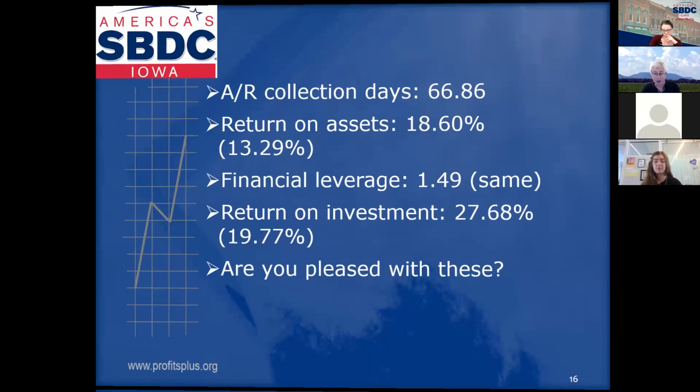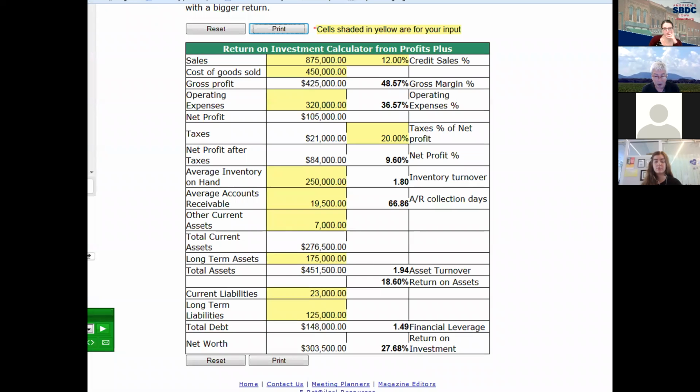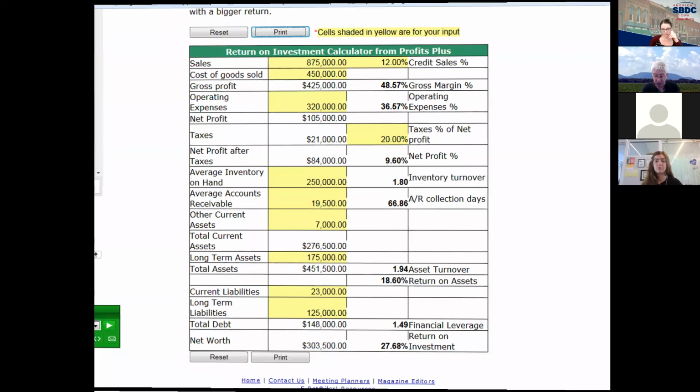You got it. Here's my numbers. Here's what they look like. The important number I'm tracking at this point is 27.68. Again, I did it by only doing 2 out of the 3 things: improving my gross margin ever so slightly and decreasing my operating expenses. So they're important.